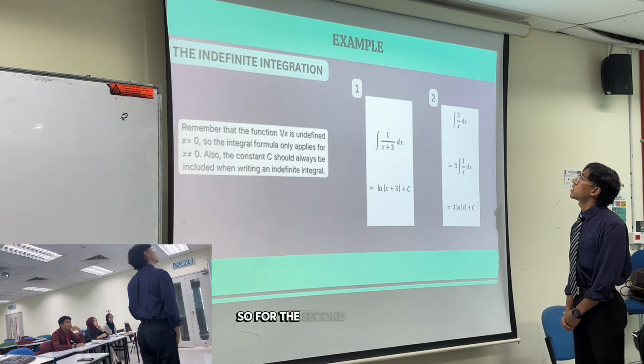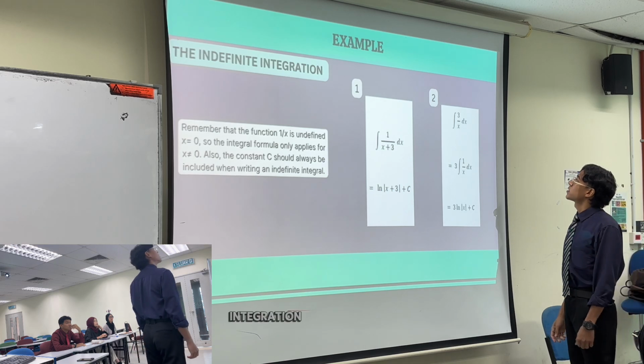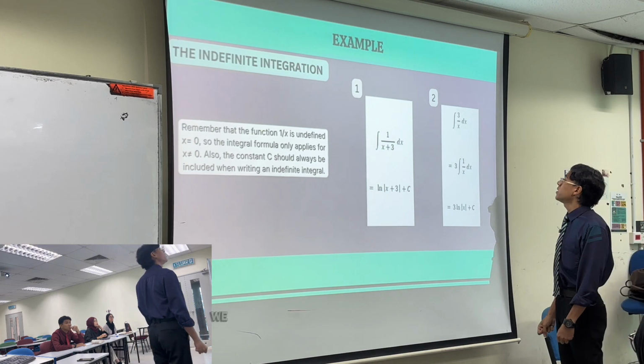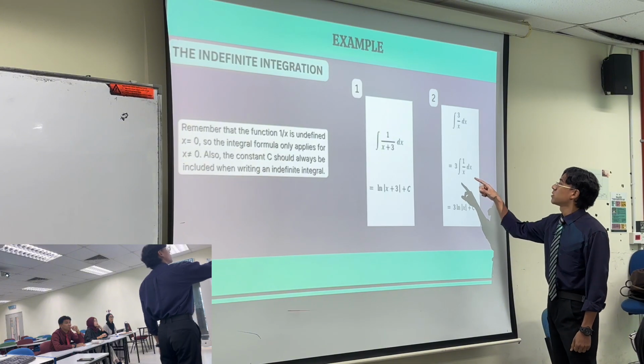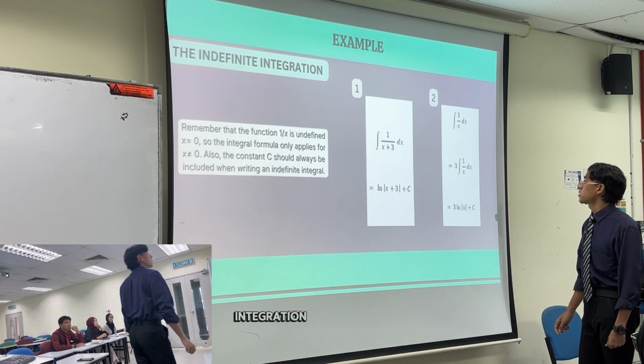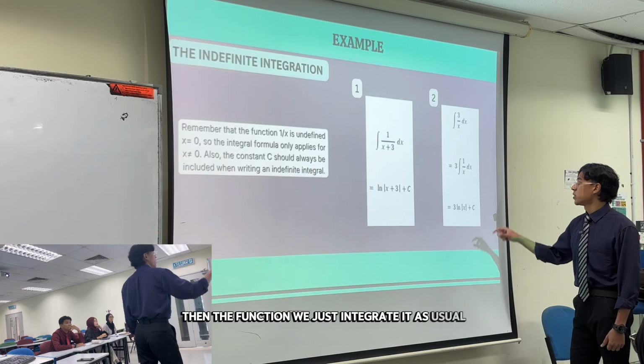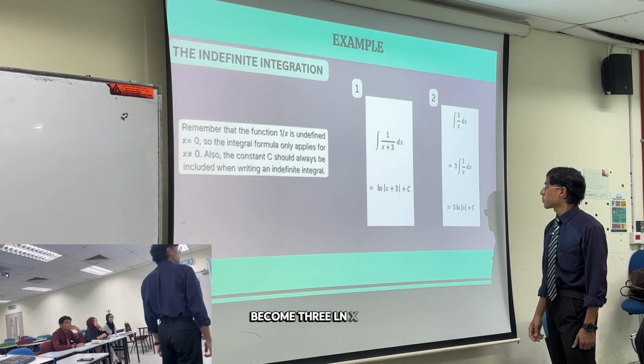So, the second example is integration of 3 over x dx. If the numerator is bigger than 1, we can bring the numerator forward. So it will be 3 times integration of 1 over x dx. Then the function, we just integrate it as usual. It becomes 3 ln of absolute value of x plus c.